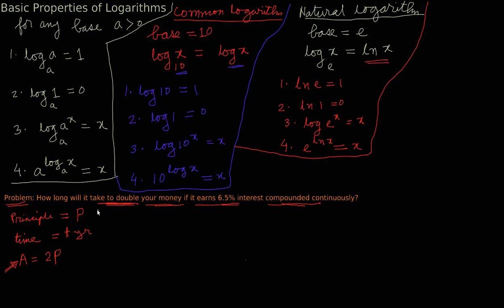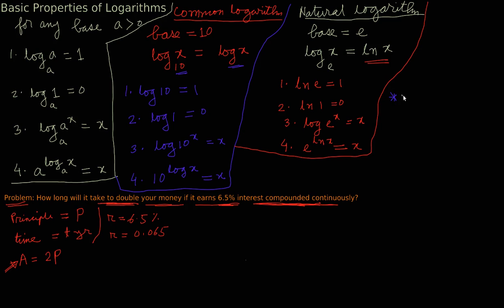And what is the interest rate given? The interest rate R is 6.5%, and remember I need to express R as a decimal, so it will be 0.065. Now you need to look at another thing. The interest is compounded continuously. So for continuous compound interest, let me write down this theory.